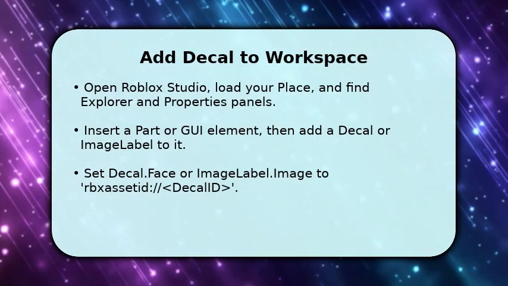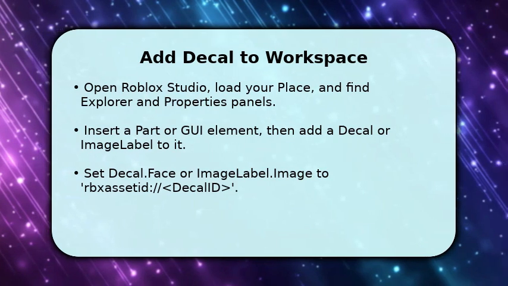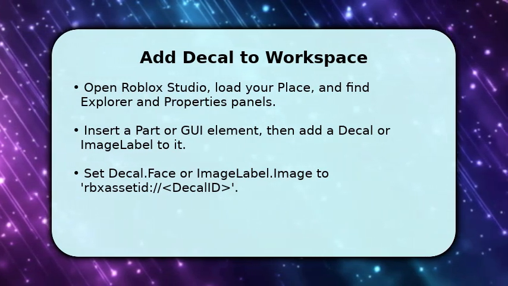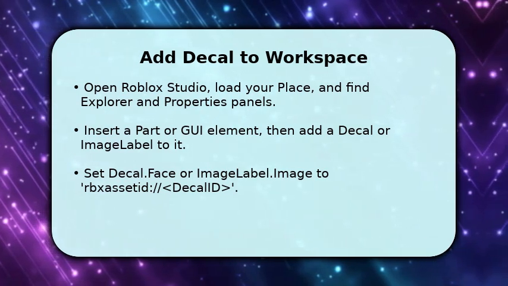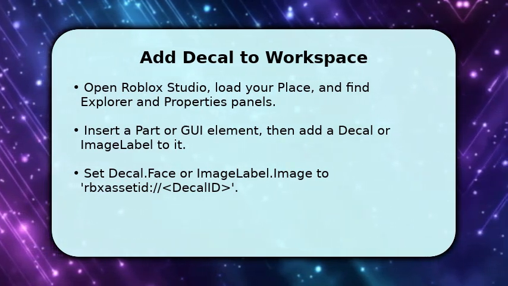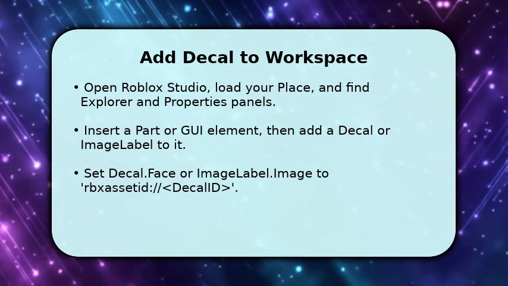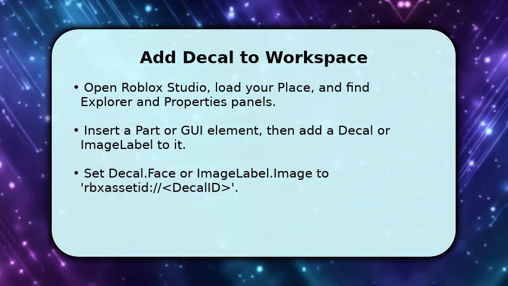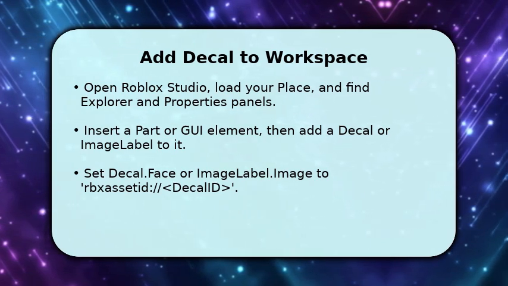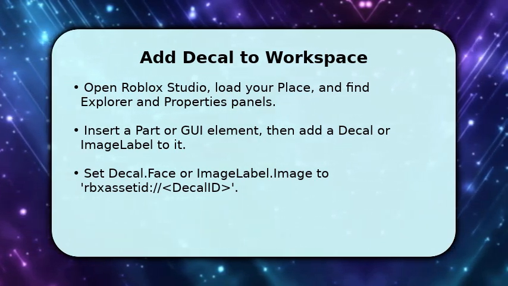In Studio, load your place and ensure Explorer and Properties panels are visible. Next, add the object that will hold the image, a part for in-world decals or a screen GUI with an image label for UI. Once the element exists, insert a decal for parts or set the image property of the image label. Then paste the copied ID as //123,456,789.